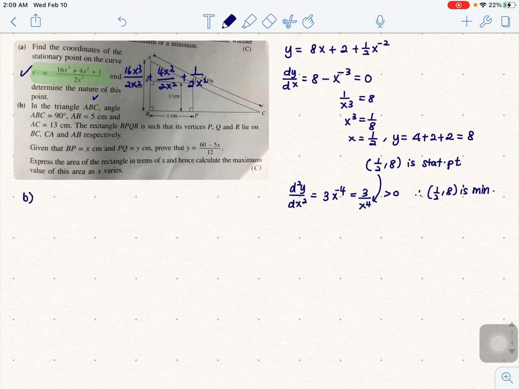Now let's go to part B of the question. In part B, they are giving us a diagram where we have a triangle and a rectangle in it. And they said the length of AC is 13, this is 5, and I see a right angle here. So definitely BC is equal to 12 centimeters. How do I know this? I just applied Pythagoras theorem. So therefore, my PC is going to be 12 minus x.